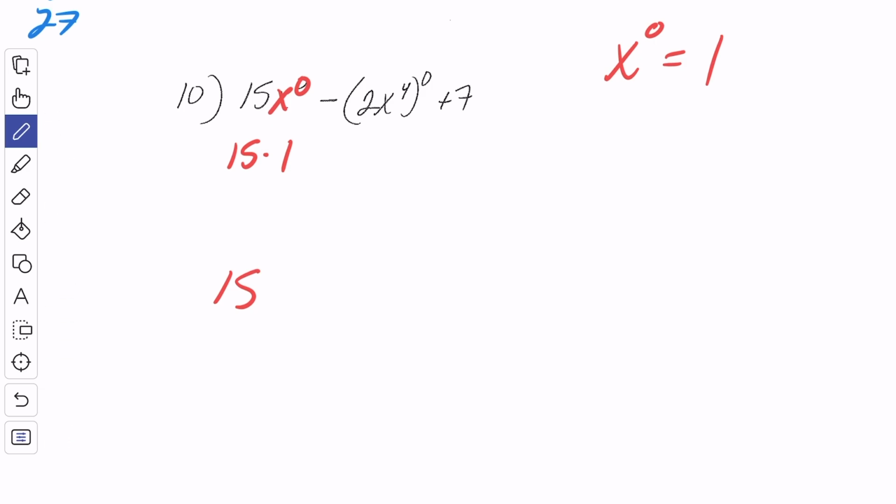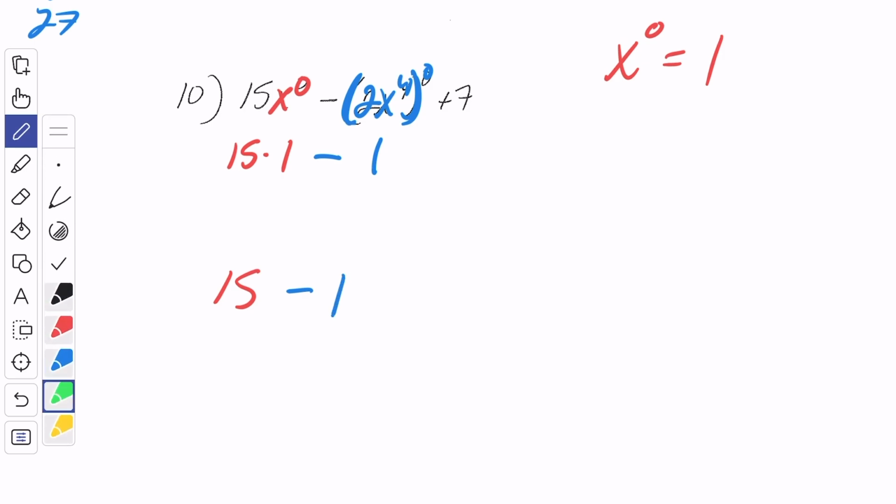The next one, all of this is in parentheses, so all of this is being raised to 0 power. So that means this whole thing is going to be 1, and it's minus that, so it's minus 1. And then it's plus 7 at the end. So now we just go ahead and add and subtract these. So 15 minus 1 is 14. 14 plus 7 is 21.